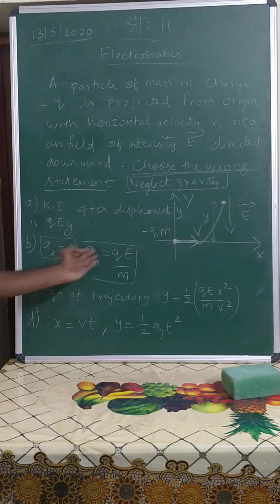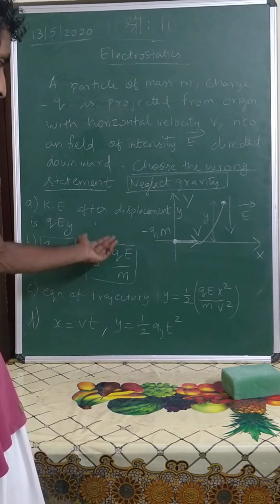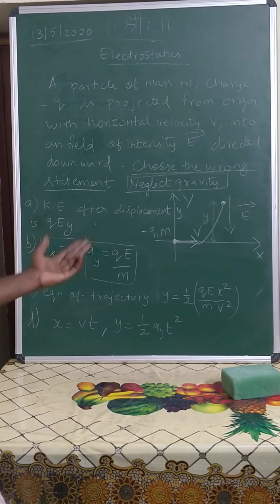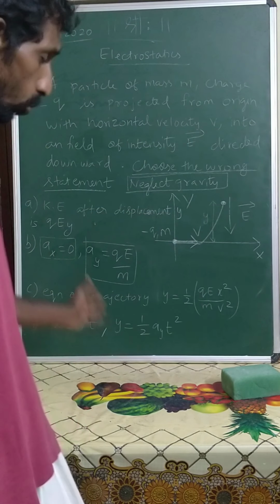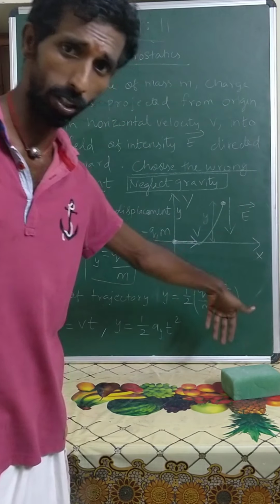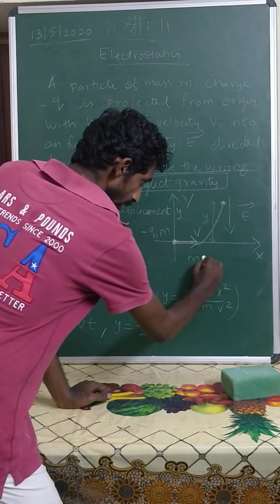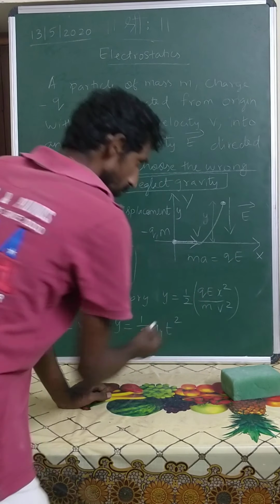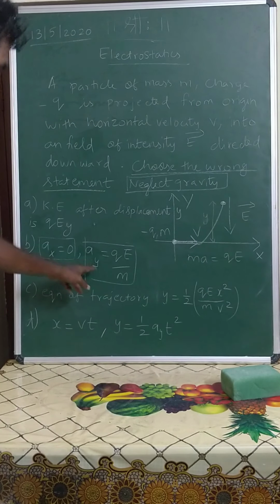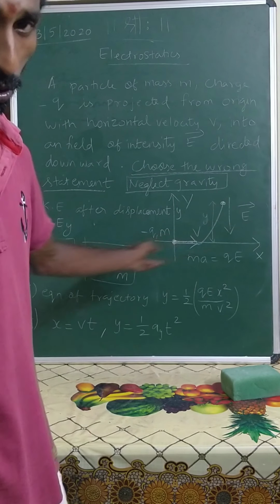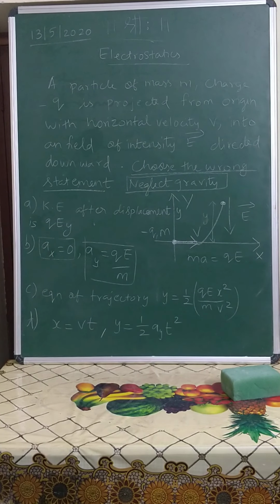Next one: acceleration along the horizontal direction is 0, and along the vertical direction is QE by m. It's right, because gravity is neglected. The field is acting in the downward direction, so ma is equal to QE, so a is equal to QE by m, vertically upward, that is ay. In the horizontal direction no other forces are acting, so ax is equal to 0 and ay is equal to QE by m. So option B is right, option A is wrong.